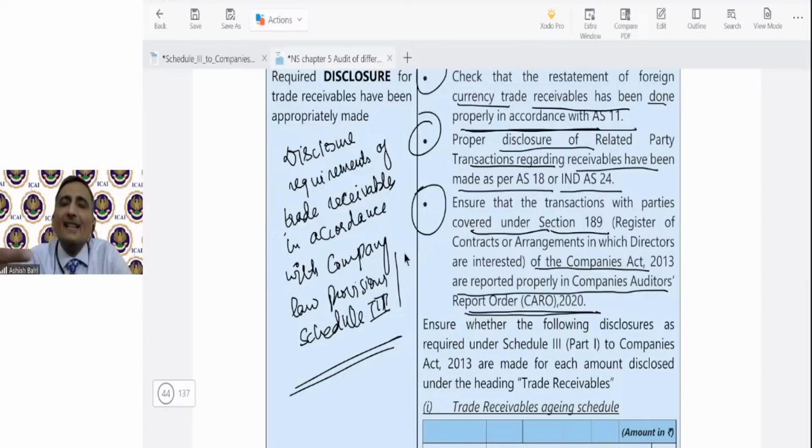So this is a disclosure requirement that when an auditor issues a report under CARO, then he has to report on the point whether transactions with some related parties, which are there in Section 189 of the Companies Act 2013, have been properly reported. Okay.